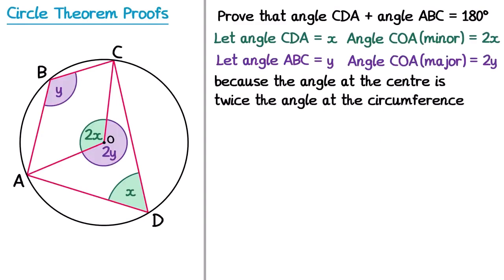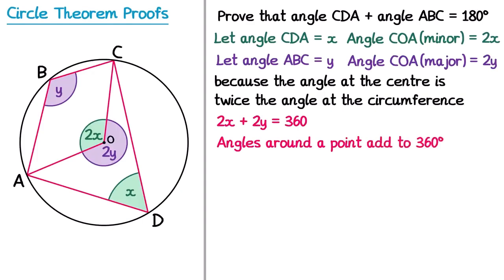Now because both of the angles we just found are around a point, they must add to make 360. So we could write that 2x plus 2y equals 360. And we need to explain that as well. Angles around a point add to 360 degrees. Now if we take this equation here and divide both sides by 2, on the left hand side, 2x plus 2y divided by 2 is 1x plus 1y, and 360 divided by 2 on the right is 180. So we find that x plus y equals 180.